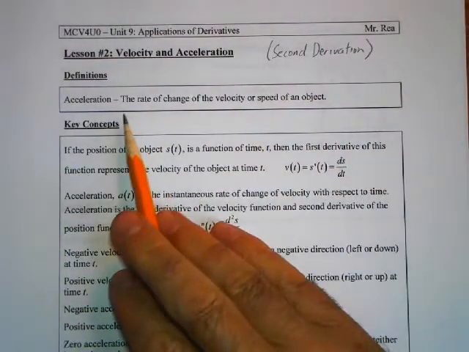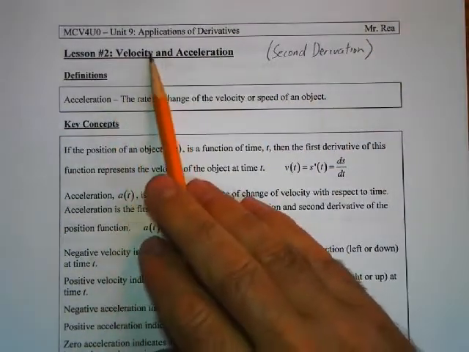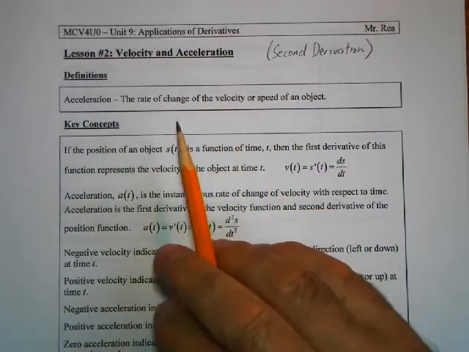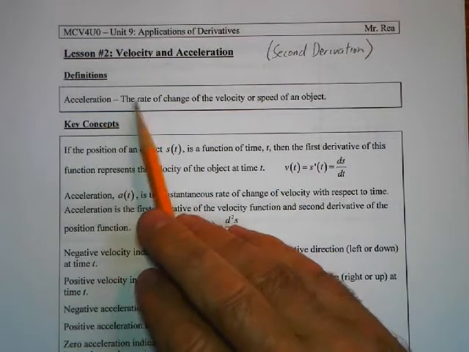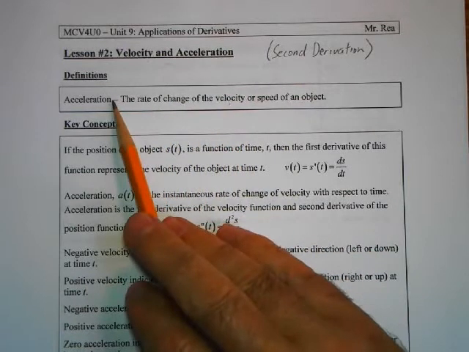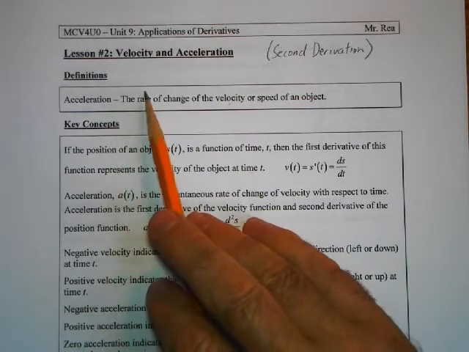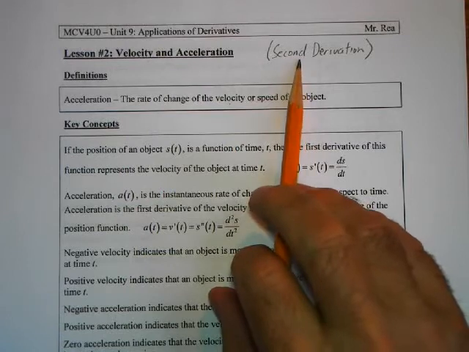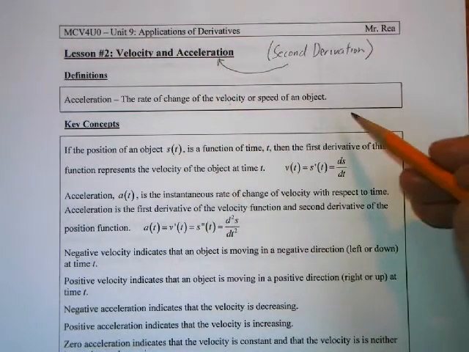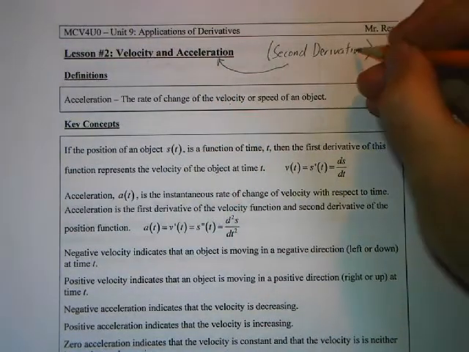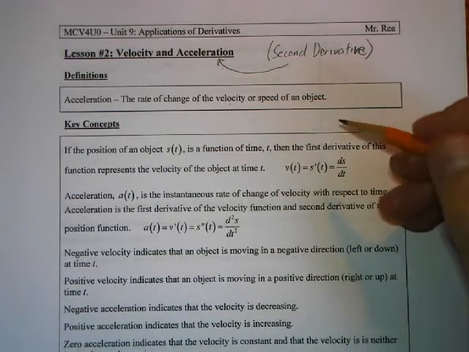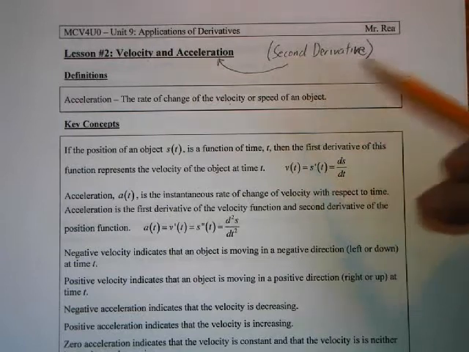We can talk about it right here. We know what velocity is. Velocity is the rate of change of the distance or position of an object. Acceleration is the rate of change of the velocity of the object. So acceleration is like a rate of change of a rate of change. So in this context, the acceleration is the second derivative of the position equation or the distance equation.